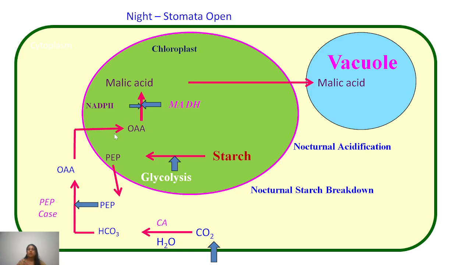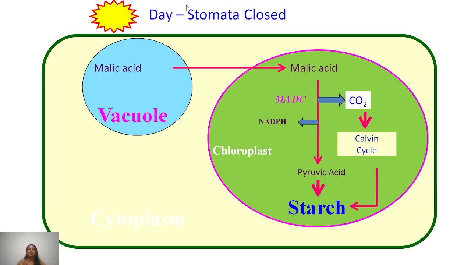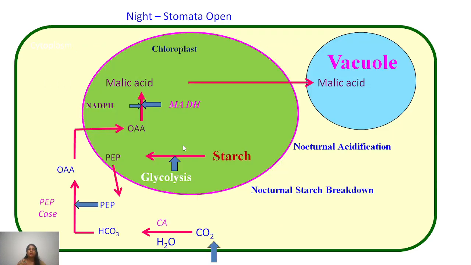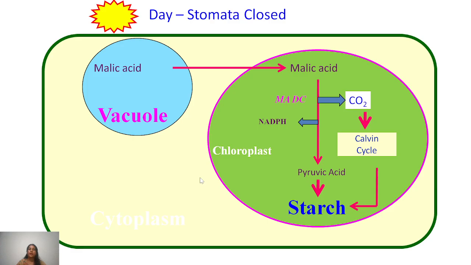After this, oxaloacetic acid is the same, up to here, just like C4 malic acid. After this, since there are no two cells, this malic acid is stored in the vacuole during the night time when the stomata are open. Then in the morning when the stomata close, there is no diffusion of carbon dioxide. At that time the malic acid stored in the vacuole comes out.